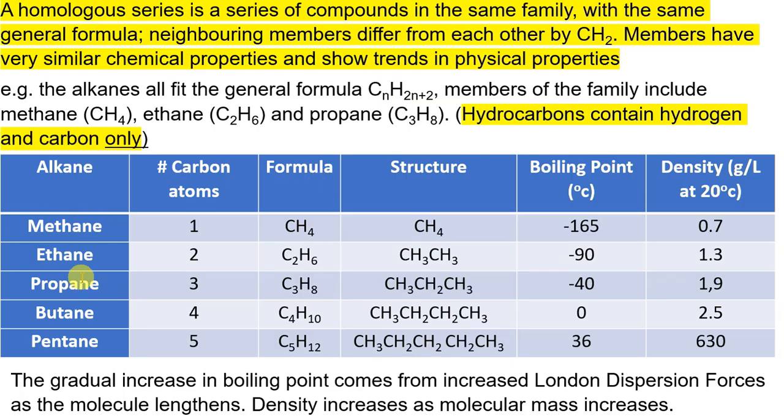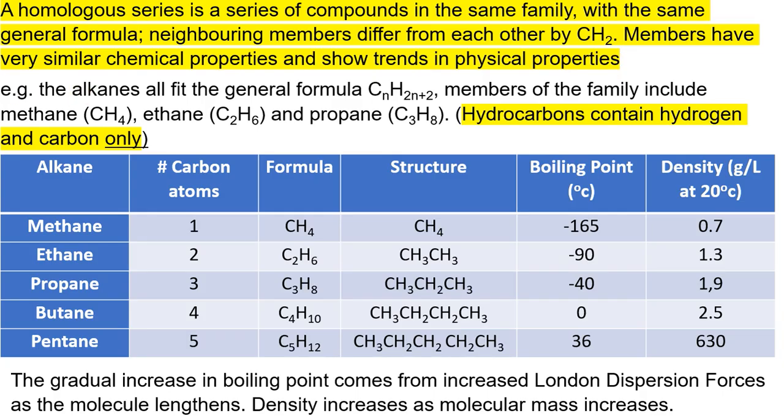If I look at the formula of the 5 alkanes I've got in the table, take any one. Look at the number of carbons. Double it, that's 2n. Add 2, you get the formula of that alkane. Members of the family include methane, ethane, and propane. So, same general formula. Neighboring members differ from each other by CH2. As I look down the list, every time I go down, I'm adding 1 carbon and 2 hydrogens.